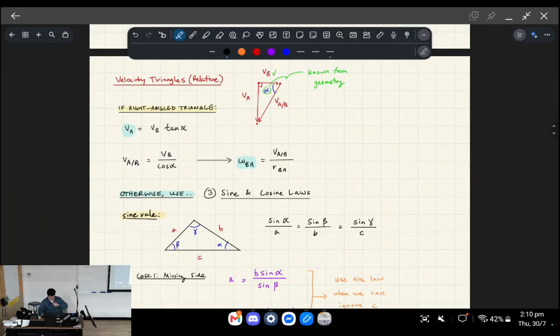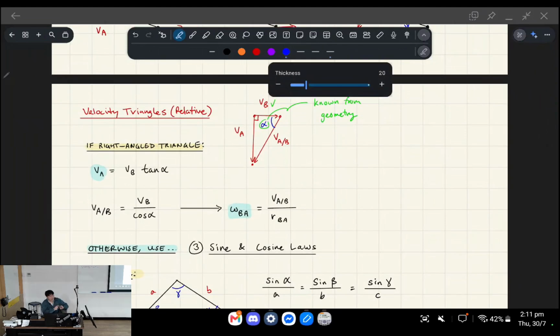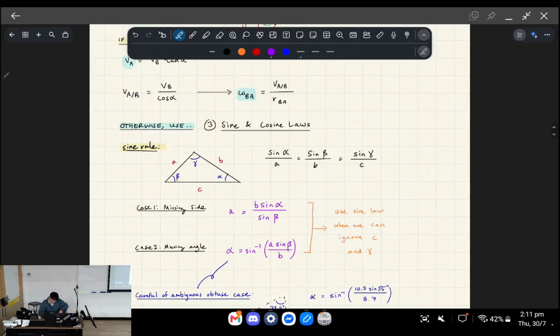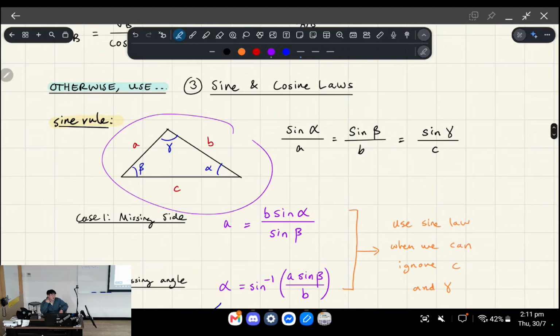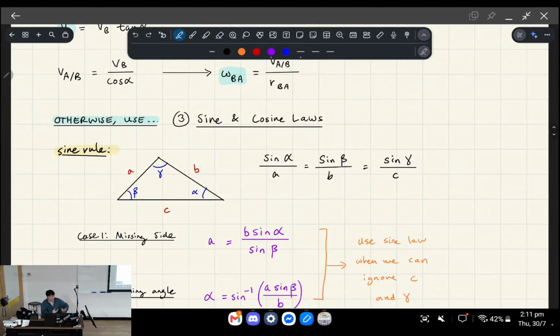Let's talk about angles. When you have a right angle triangle, you can use sine, cosine, tan, all good, because one of those angles is already known if it's a right angle. If you have a triangle that looks like this, then you have to use either sine rule or cosine rule. So let me give you a refresher of how they work.